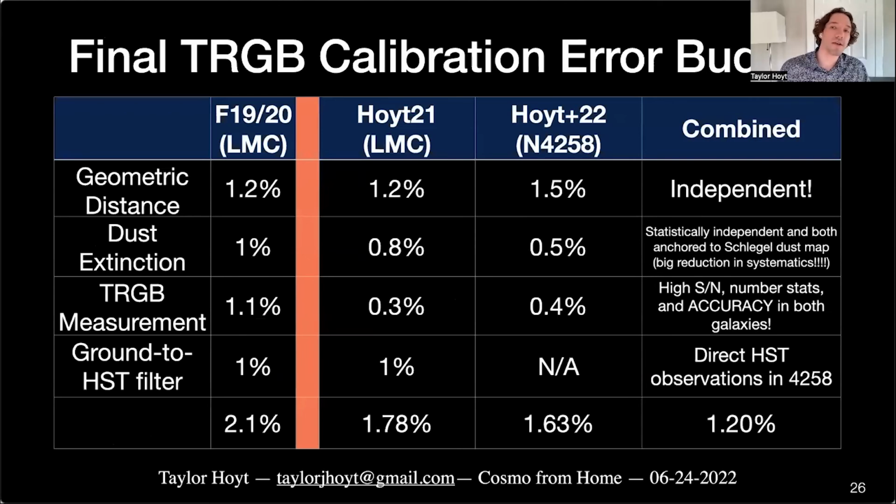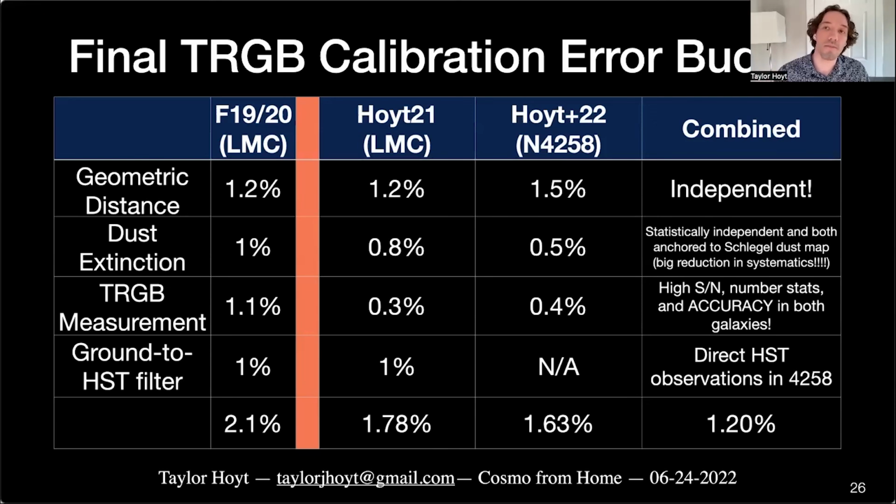So now I want to get into the final question, how well can we do with these new papers that I've introduced? So on the left here is the Freedman 2019-2020 calibration of H0 and the uncertainty there. And then here I show the calibration uncertainty of the TRGB from the Hoyt 21 paper and the LMC and the in-prep paper of NGC 4258. And in the right column, I note the combined uncertainty. So in the end, I've almost cut the calibration uncertainty in half with these new data and analyses in the geometric calibrator stage of the TRGB. And it's purely from improving the measurement of the TRGB.